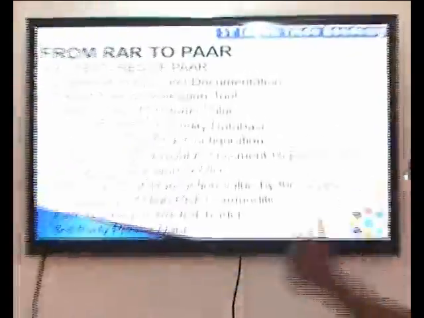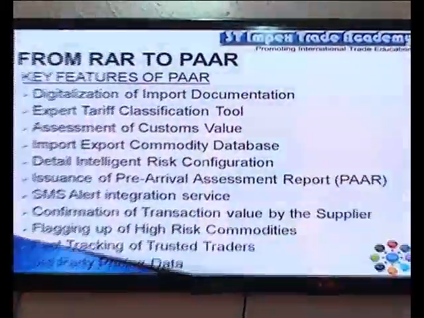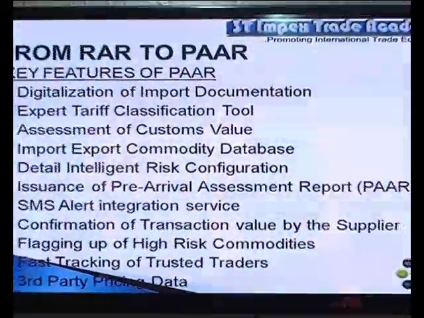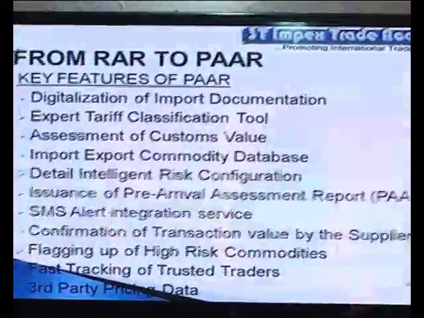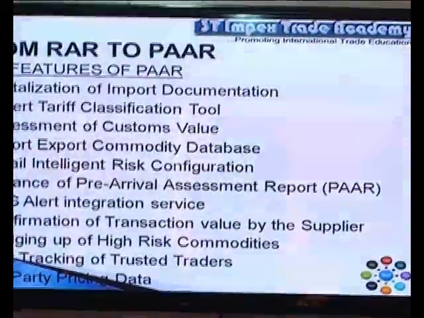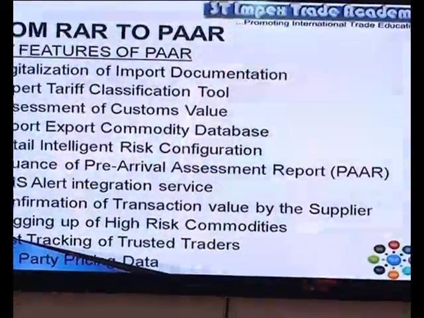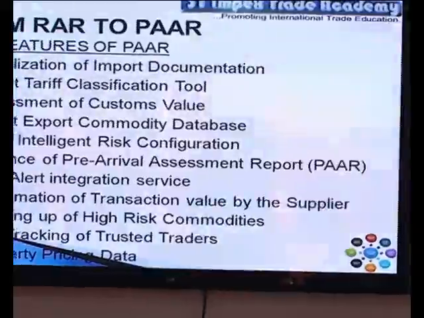Detailed intelligent risk configuration. Remember the red, the green, the blue. SMS, the issuance of PA itself. SMS alert: you are meant to get an SMS when your PA is out. Confirmation of transaction value by supplier.